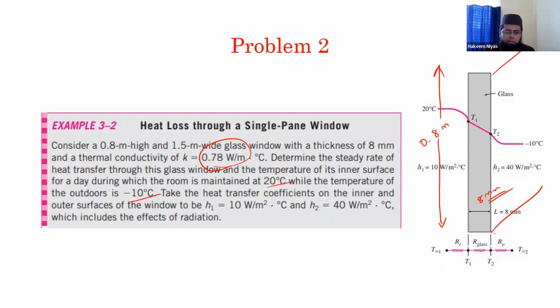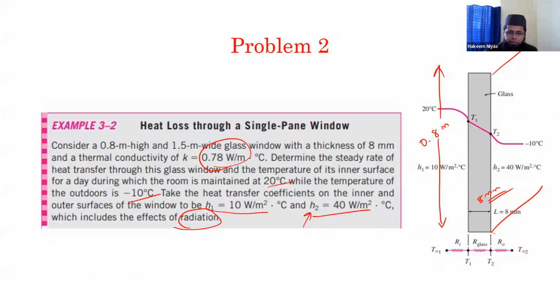The previous problem is a pure conduction problem. This problem is a pure convection-based problem. That is the only major difference. So heat transfer convection coefficients are given on the inner and outer sides. And it is also mentioned that the effect of radiation is already incorporated in the h2 and h1.